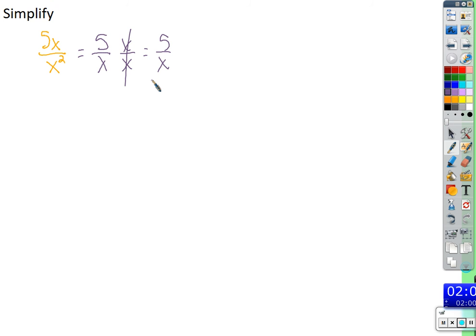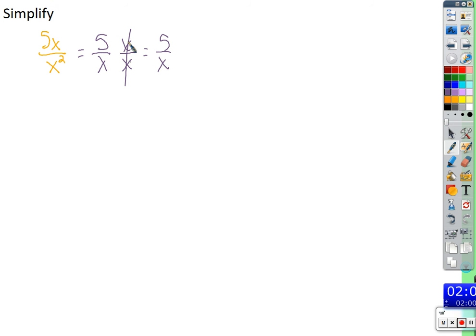Which is a lot simpler. If I need to plug in an x, it's a lot easier to divide 5 by x than to take 5, multiply it by x, take x, square it, and divide the two things. The multiplying by x in the numerator and the multiplying by the x in the denominator is kind of redundant. It makes it extra work for us.